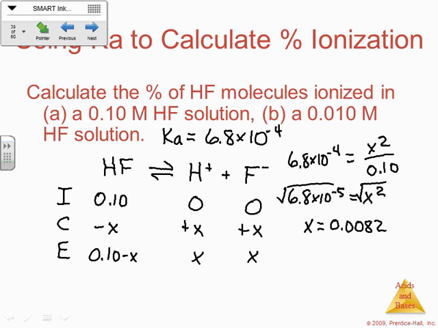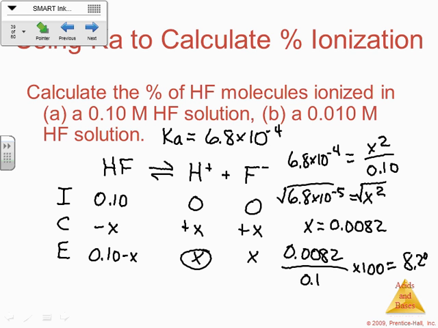All right, so once you get this value, 0.0082, you can check to see if your simplifying assumption was okay or not. And what you basically have to do is take the amount that ionized, this 0.0082 value, divide it by the initial, which is 0.1, and then times it by 100. And when you do that, you actually get 8%.